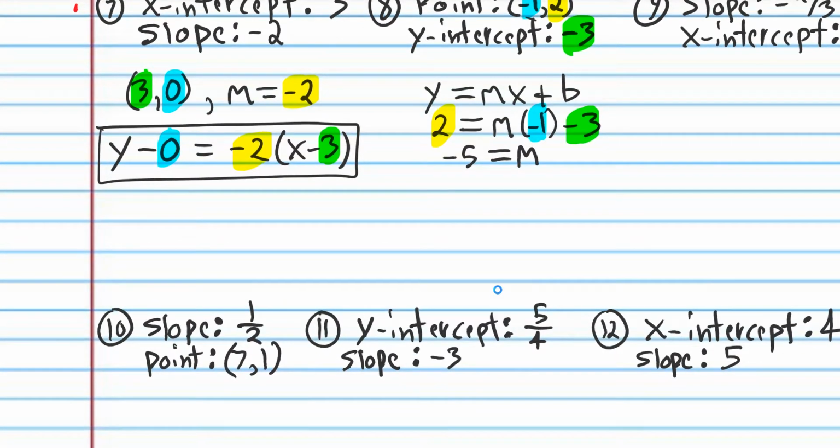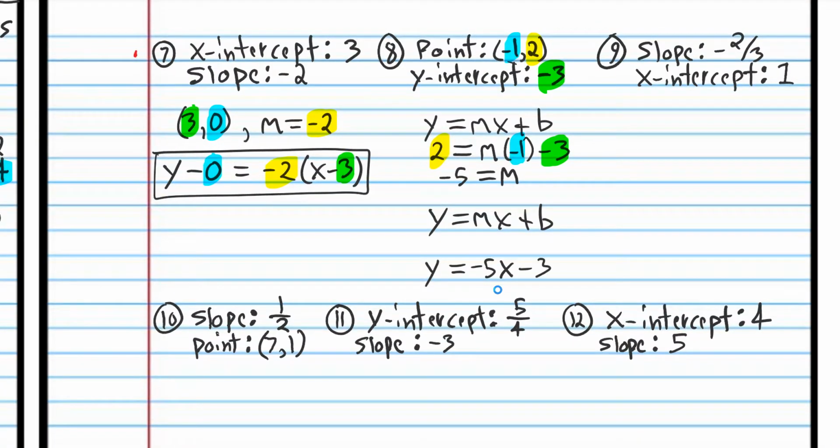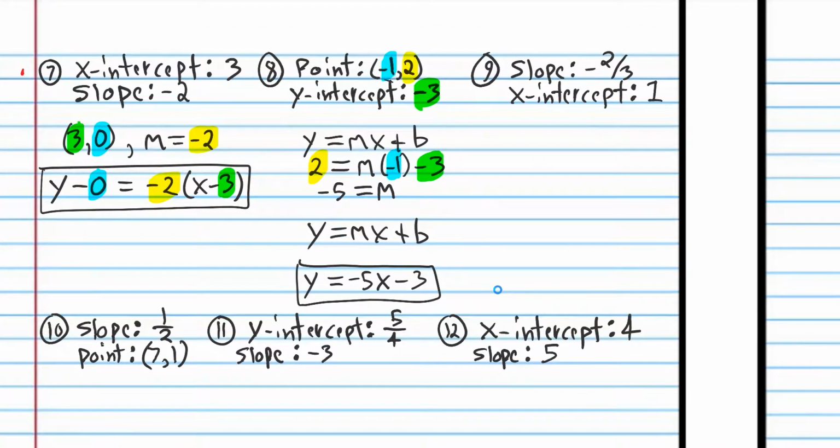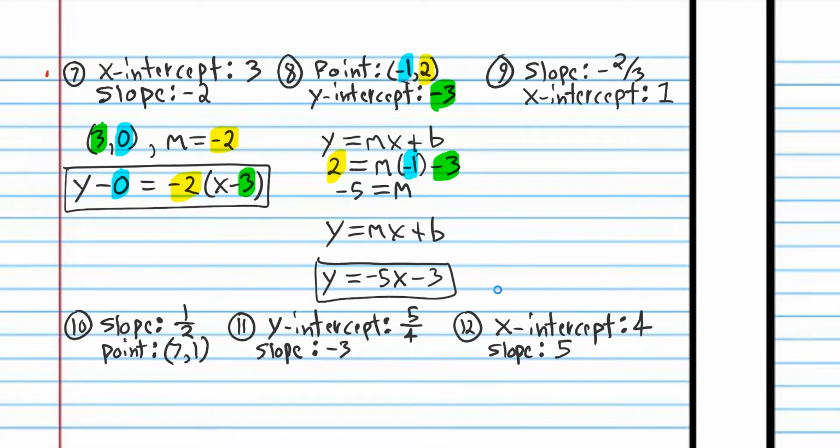And so y is equal to mx plus b, and we just plug in m and b, and we're done. So m is -5, and b we knew, it was given in the equation, is -3. So again, in these problems, you're just given different information, and you have to take that information and figure out how to write an equation of the line.